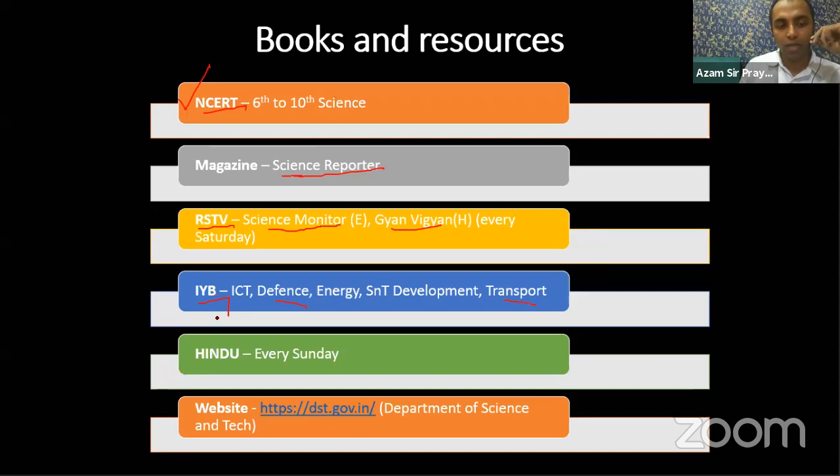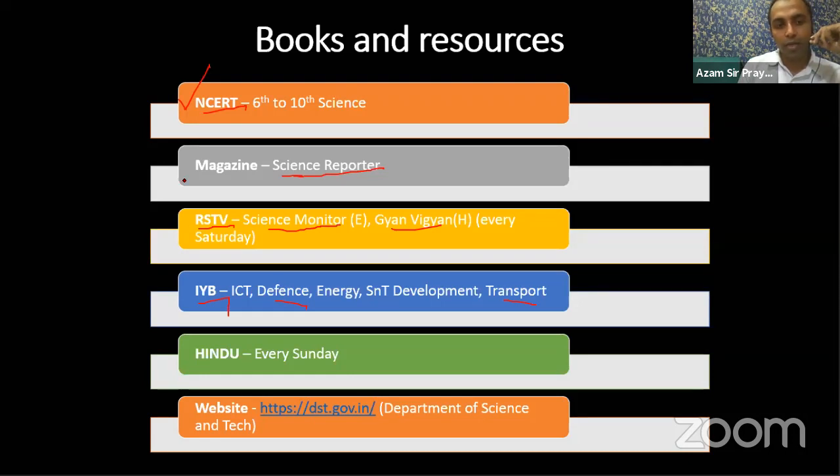So India Yearbook comes every year. You need to refer the latest India Yearbook. For example, the 2020 is going on, so you should refer 2020 India Yearbook. Then the Hindu newspaper, every Sunday there is an article on science and technology. So just once in a week, the Hindu newspaper for science and technology would be sufficient. And last but not the least, I would suggest you to refer the website of Department of Science and Technology.